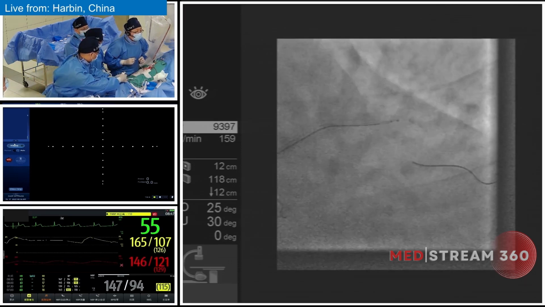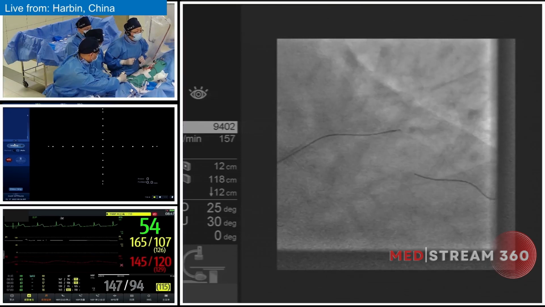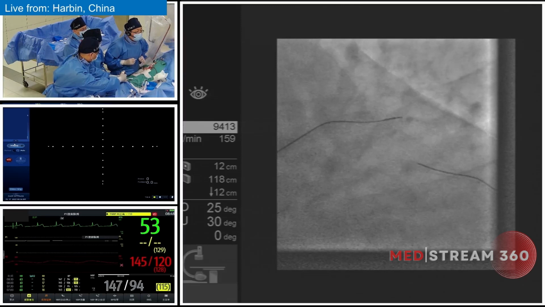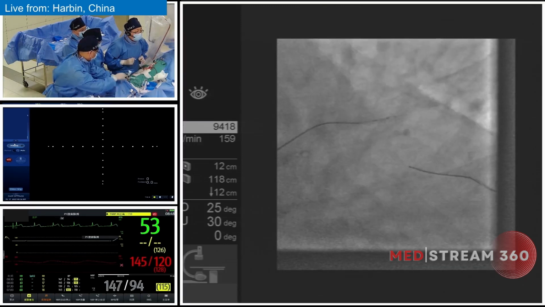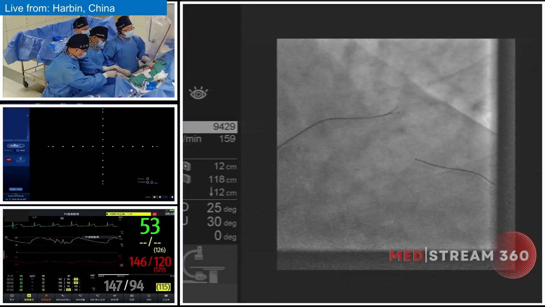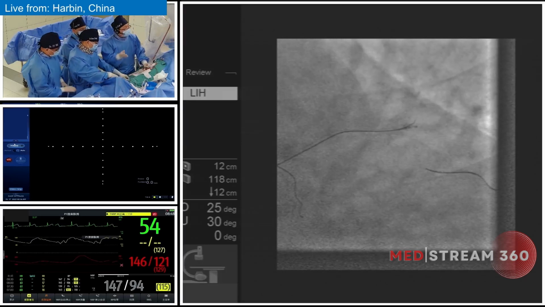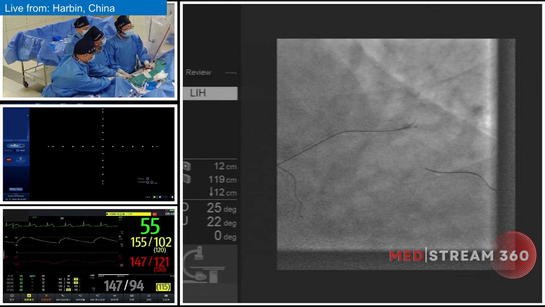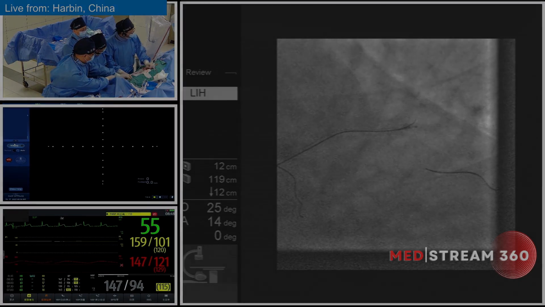The primary tenet of non-CTO PCI is to avoid wire penetration into the subadventitial space, as this may raise the plaque, further impair coronary flow, and potentially cause myocardial infarction. However, a significant leap in CTO PCI success rates would come from the unconventional approach.